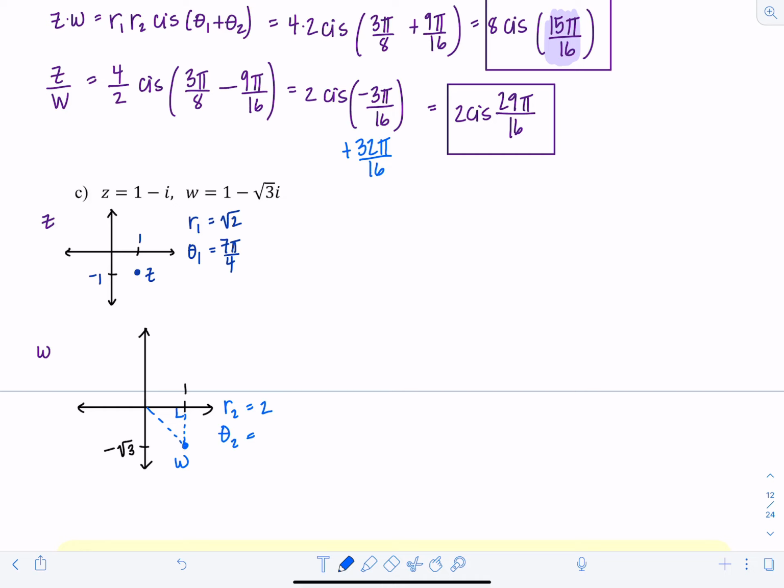And then what's theta 2? Well, this side here is negative rad 3, and this is 1.